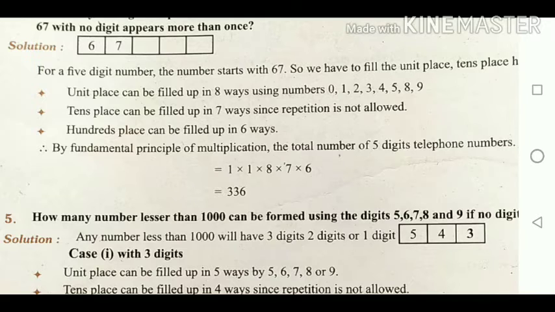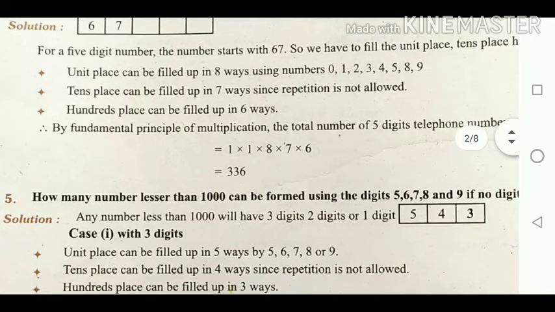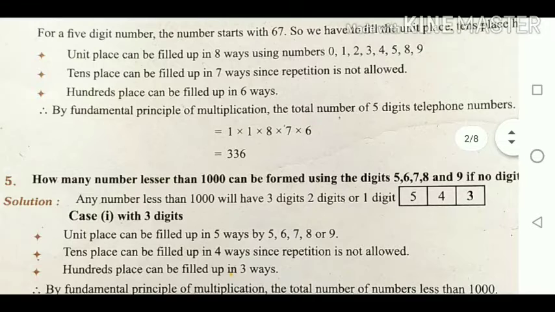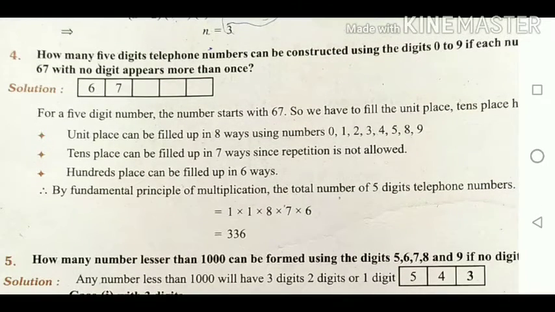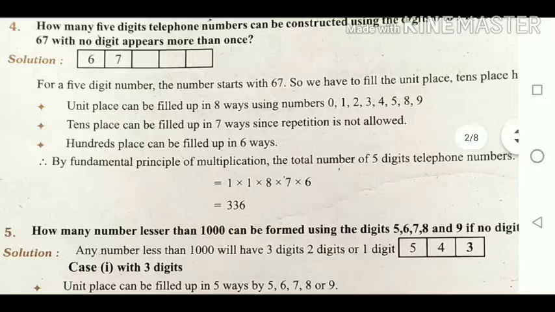Therefore, unit place is filled in 8 ways, tens place 7 ways, 100 place 6 ways. By the fundamental principle of multiplication, the total number of 5 digit telephone numbers is 1 into 1 into 8 into 7 into 6. Here 1 is nothing but what is already said, that is 6 and 7. So 1 into 1 into 8 into 7 into 6, or you may take the unit place, tens place and 100 place as 8 ways, 7 ways and 6 ways. We are getting 336 as the answer.